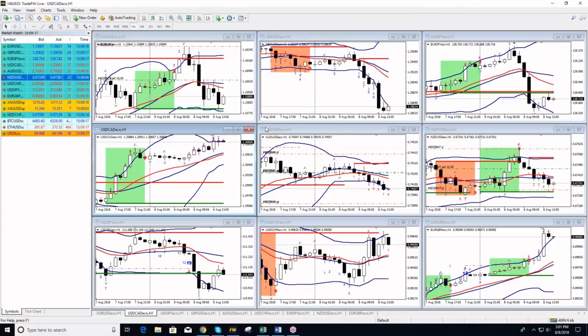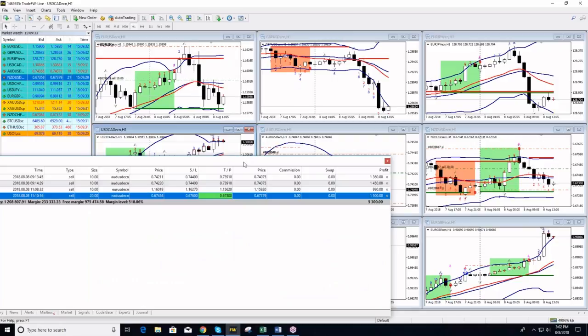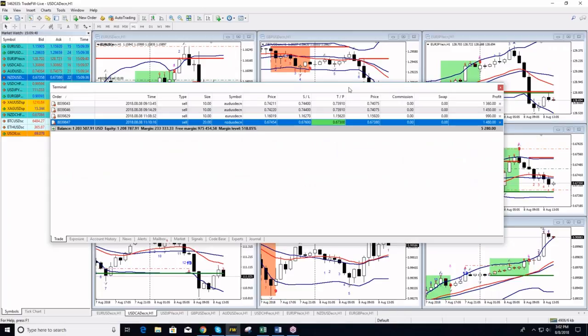Just a moment to bring my account summary to this side of the screen. Okay. So our short positions on euro dollar, the Kiwi, and the Aussie dollar, it seems that they are doing very well for the moment at least. Currently we have unrealized profits of $5,300.